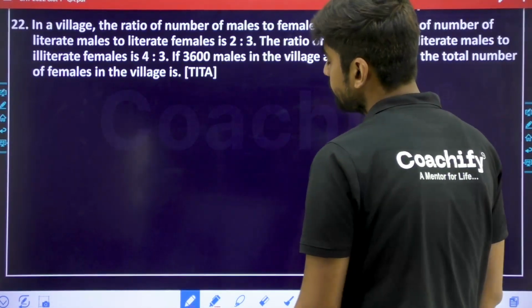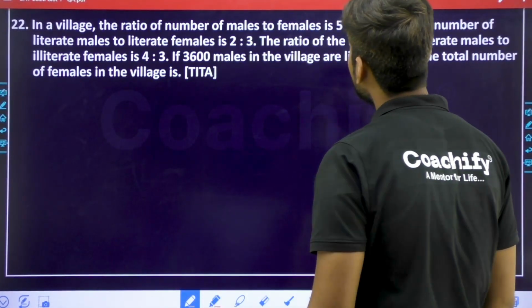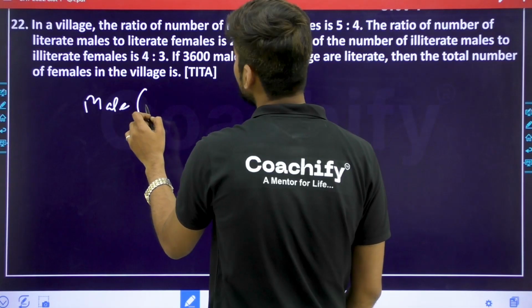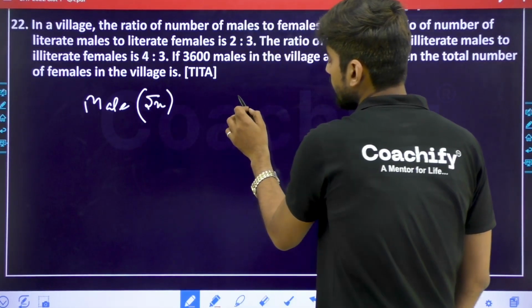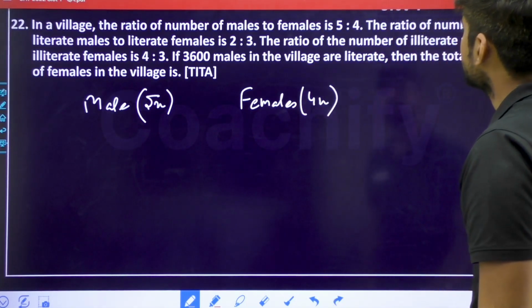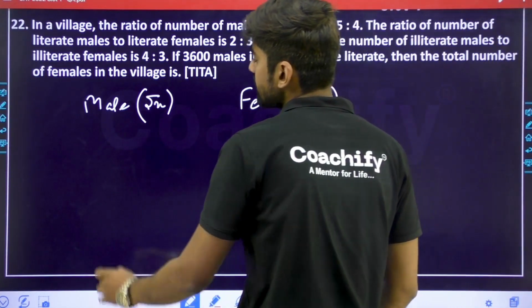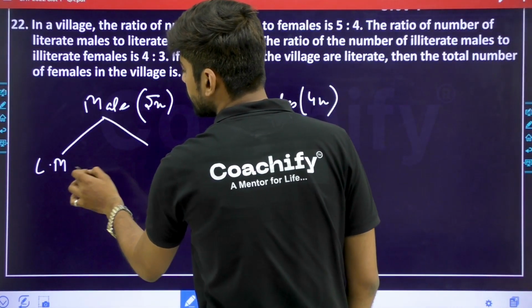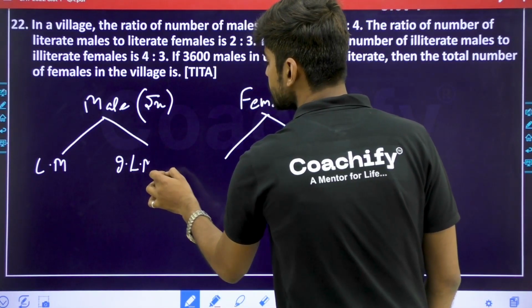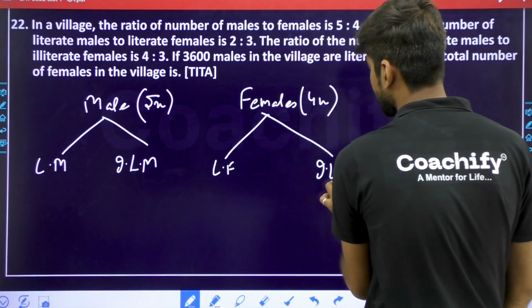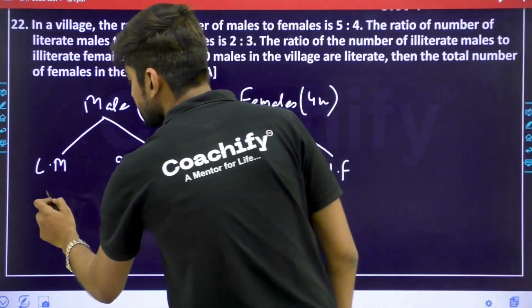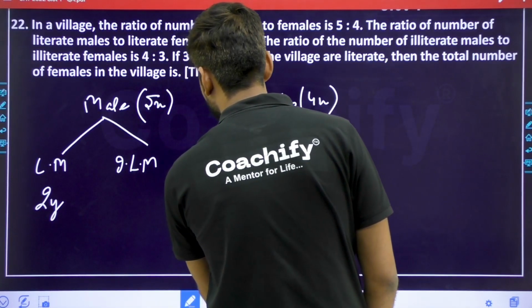Now the question says, in a village, the ratio of the number of males and females is 5:4. So let's take the total number of males as 5x and the total number of females as 4x. Now the question talks about literate males and literate females. That means I have one more category. So this is literate males, illiterate males, literate females and illiterate females. The ratio of literate males to literate females is 2:3. So if I take this as 2y, this is 3y.